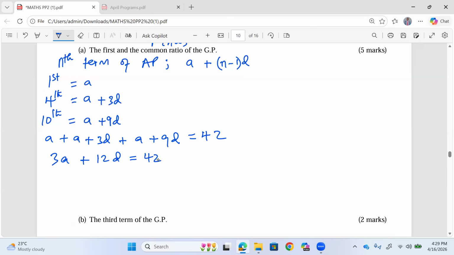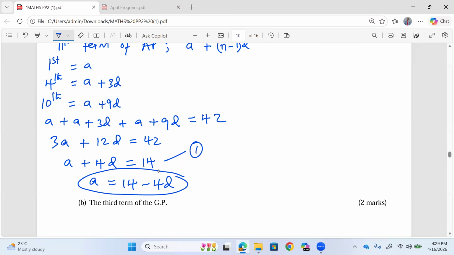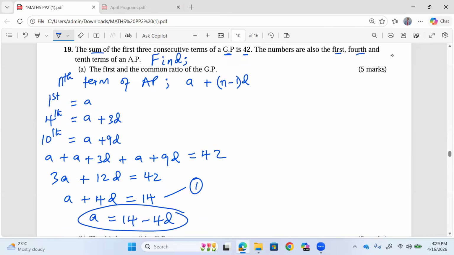That's our first equation, but it can still be simplified: a plus 4d after dividing through by 3. This is 14. We have equation 1. If a plus 4d equals 14, then the expression for a can be given as 14 minus 4d.